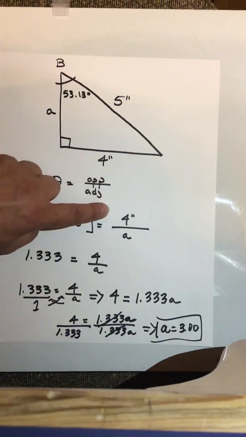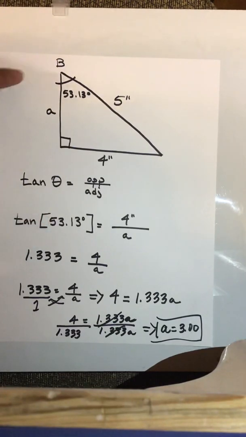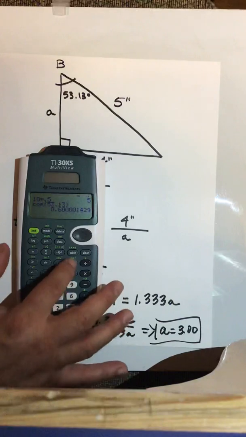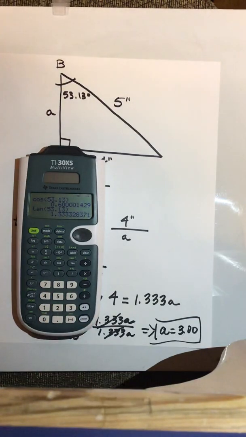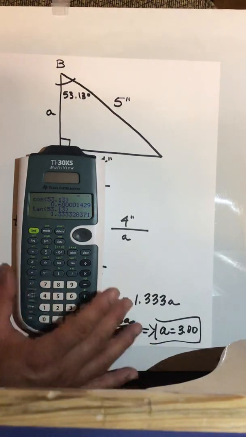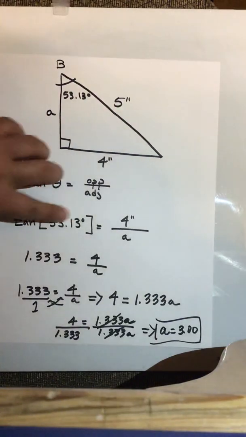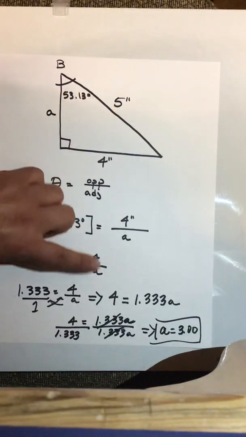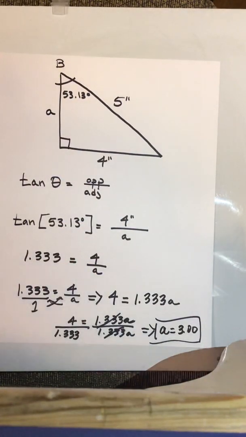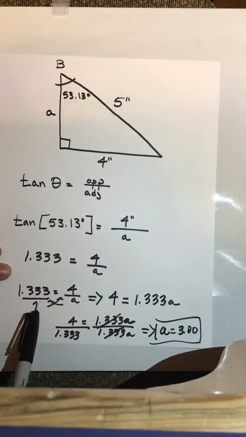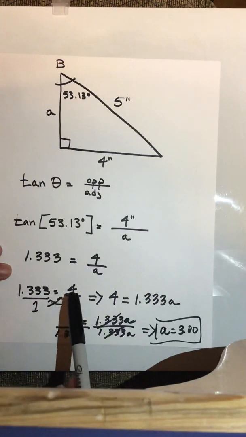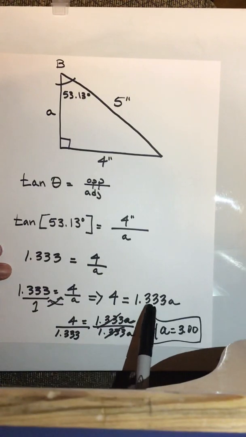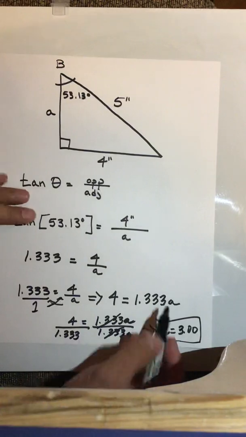So 4 divided by this is equal to the tangent of that angle. If I put the tan of 53.13 in my calculator, I get 1.333328, which once again I'm going to cap off at the third 3. So 1.333 is equal to 4 over A. At this point, again, I'm going to treat it as a proportion: put this number over 1, cross multiply, then divide. 1 times 4 gives me 4, and this times A gives me 1.33A. That is my setup.